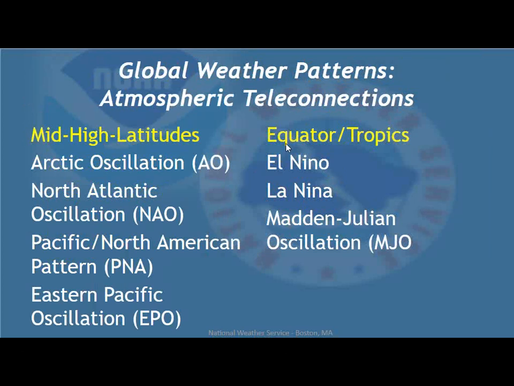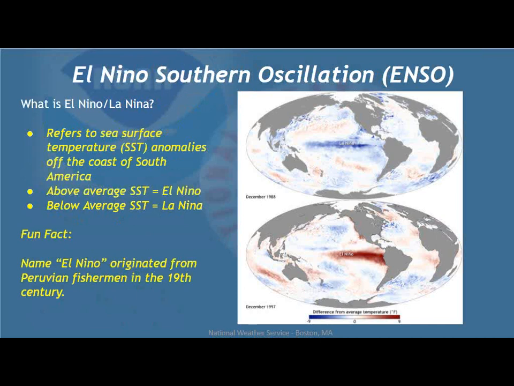And all of these can play a role in having an impact on the large-scale flow on the planet and can even impact weather all the way up here in New England. And we're going to go over each of these patterns today and talk about how they can affect weather locally. So we'll start with El Nino, or the El Nino Southern Oscillation, which is sometimes known as ENSO.